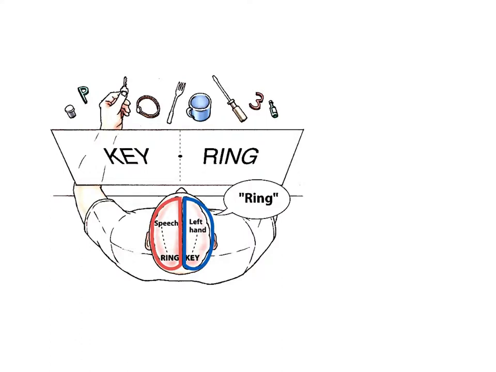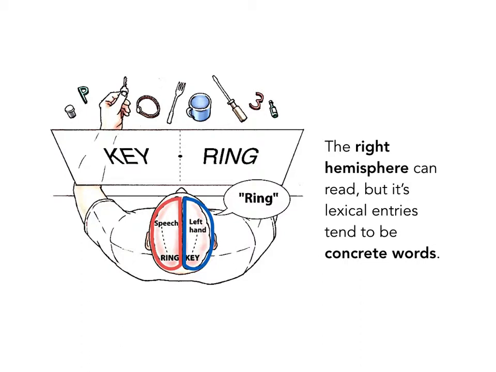In this case, the patient would verbally report the word ring, because that's the word visible to the left hemisphere, and that's the hemisphere that can talk and answer questions verbally. But the right hemisphere knows that it saw a word, and the right hemisphere can read. Its lexical entries tend to be confined to concrete words, but a word like key it could understand. It just couldn't report it verbally. The researchers then asked the patient to reach under the screen and pick up an object with his left hand, controlled by the silent right hemisphere, and the patient would pick up key.